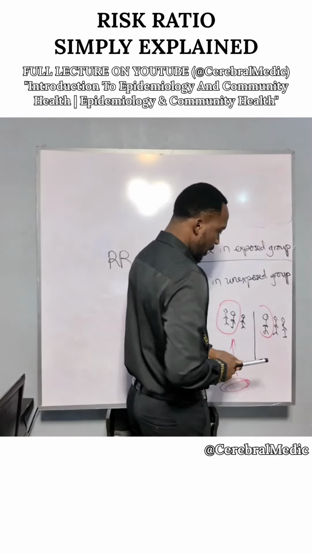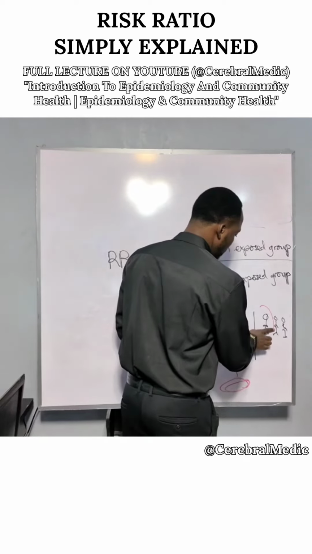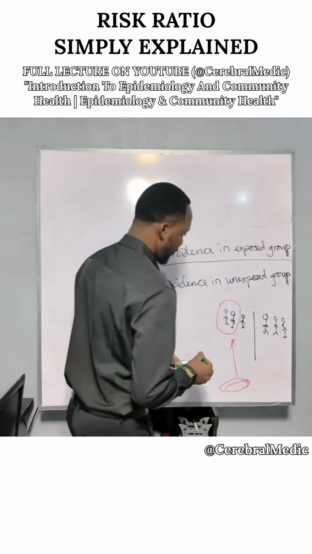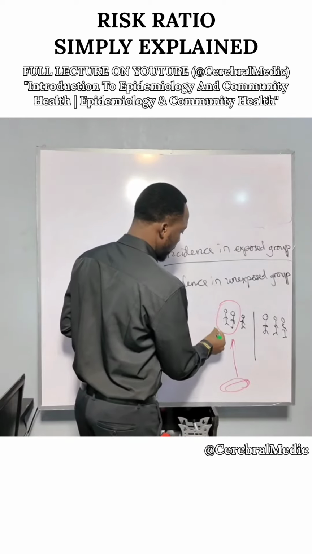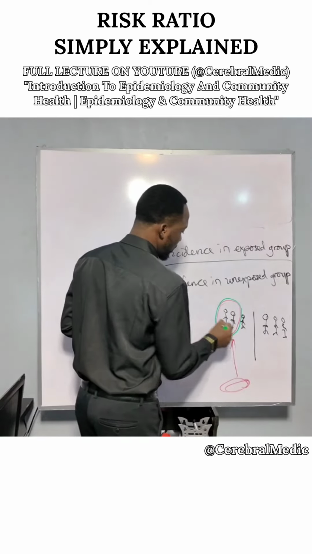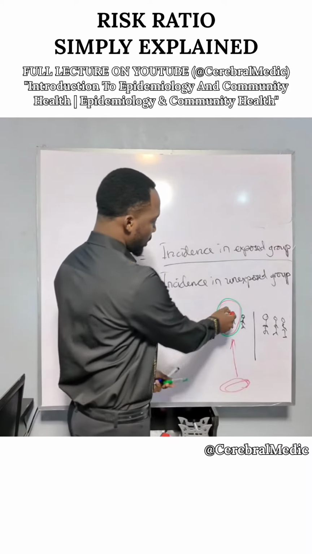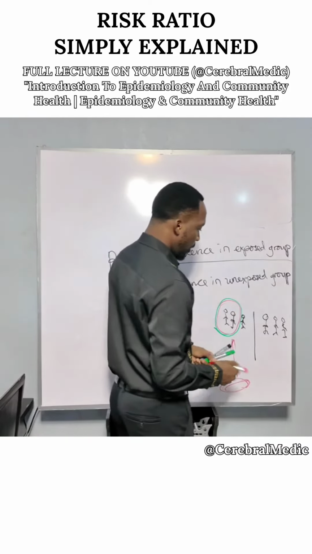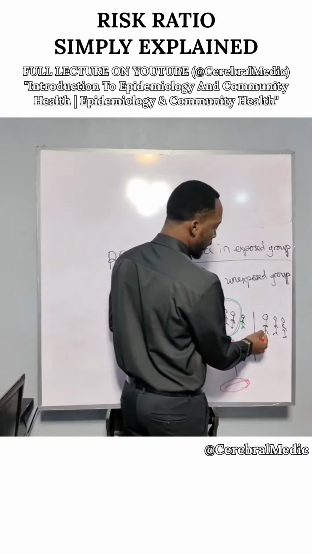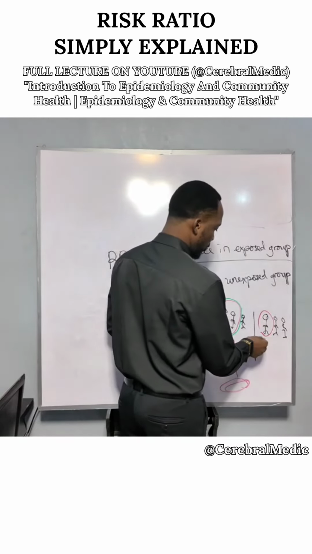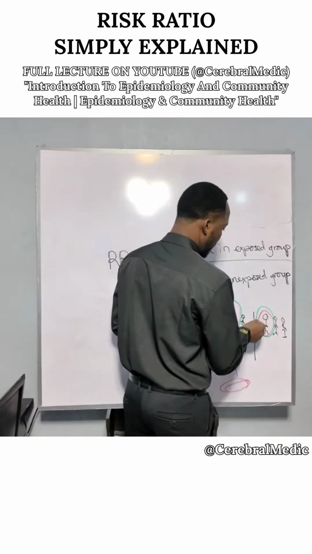Let me use a different color. We didn't expose them to anything. Let me use green to mark people that were affected. So we have incidence here. These are the incidents. I haven't exposed them to the factor. These are the people that are affected. Then we didn't expose this other group to any factor, but we have one person. The incidence of that stuff in one person.